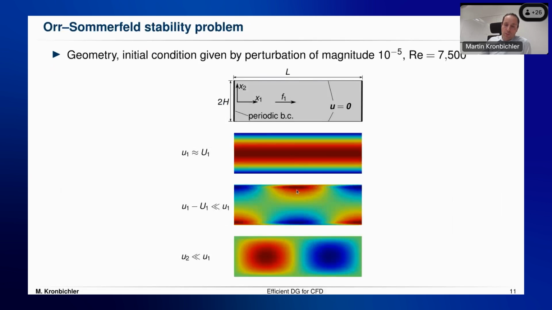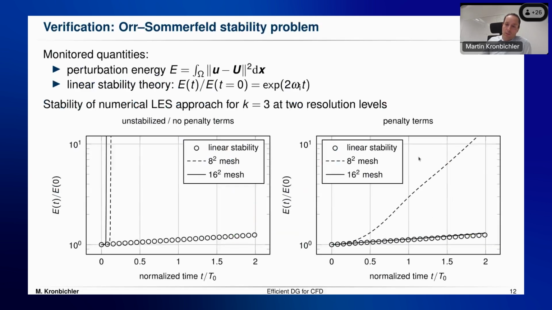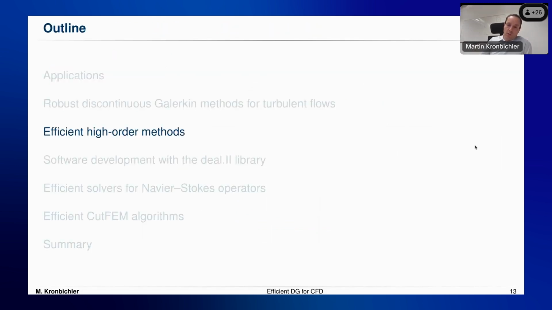So with 8 elements, I was just having a coarse mesh. So it got a bit bad here, but when you refine the mesh, you see that I'm almost perfectly on the linear stability theory. But if I would refine one more time, I would get even closer to the solution. So you see that this is a nice verification. It works well.